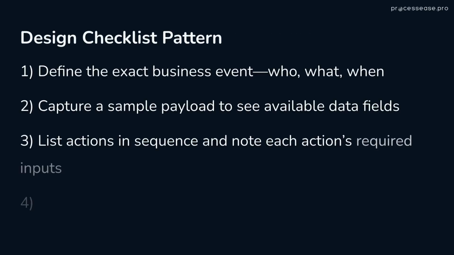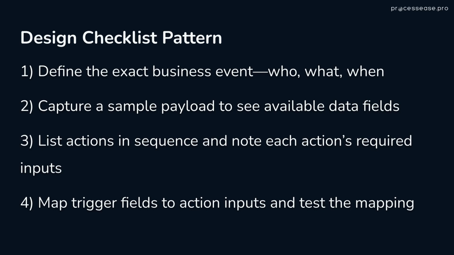Use this 4-step pattern for every workflow, starting with steps 1 to 3. First, define the exact business event: who triggers it, what happens, and when. Second, capture a sample payload so you know which data fields are available. Third, list your actions in sequence, noting each action's required inputs. Step 4 is to map trigger fields to your action inputs. Use sample data to connect each field, then run tests to verify the mapping works. This step ensures your workflow uses the right data and prevents runtime errors.